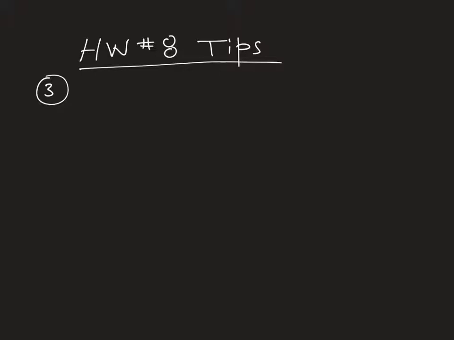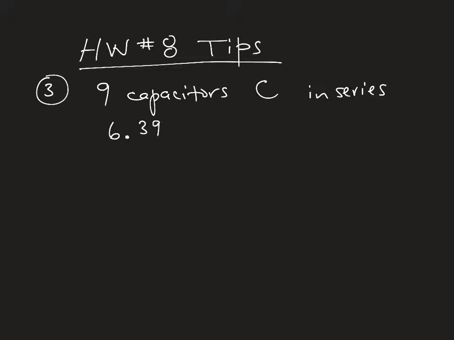The version of the problem that I have here says that there are 9 uncharged capacitors, all with equal capacitance. So I'm going to write down the info here. We get 9 capacitors, all with equal capacitance that we're going to call C, and they're connected in series. And there is a battery that has a potential difference across its terminals of 6.39 volts.